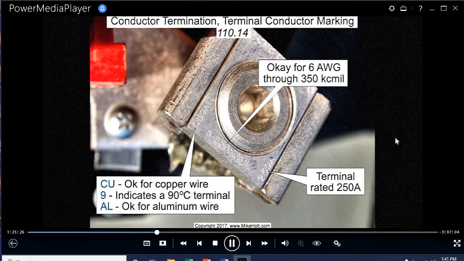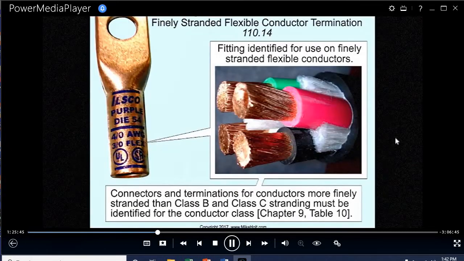Here's an example. I don't know if you can see it or not. This is copper, Cu, 90 degrees C, so it's a 90 degree C terminal, and it's aluminum. The range here looks like 6 gauge to 350 kcmil, and the terminal is rated 250 amperes. We have a lot of information here, so let's see what we can do with it.